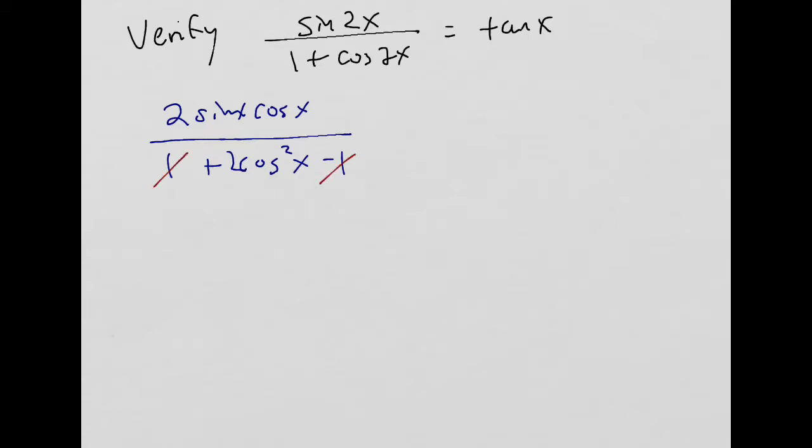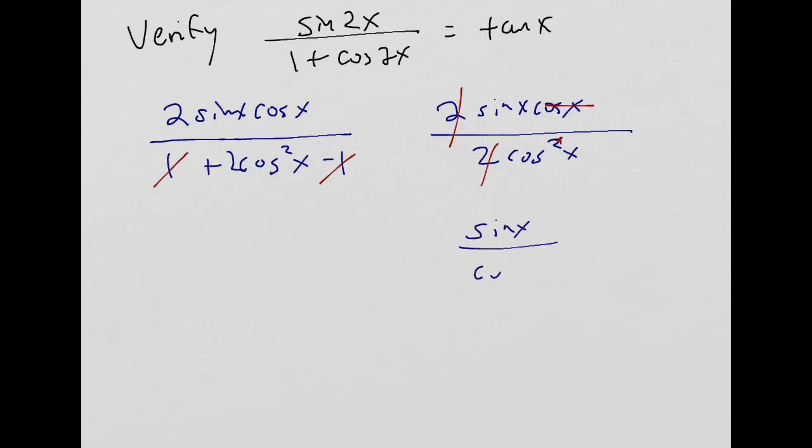So we're left with 2 sine of x cosine of x divided by 2 cosine squared of x. But remember, cosine squared is just cosine times cosine. So the 2's cancel out, and this cosine will cancel out with one of these. What are we left with here? We're left with sine of x over cosine of x, which we know is equal to tangent of x, which is equal to the other side of the identity.